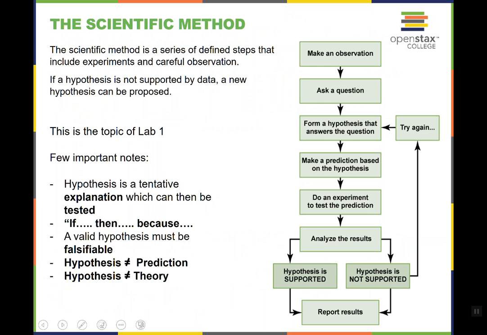Okay. So let's talk about the scientific method. I said that there is a series of defined steps, and that's true. That's actually implicit in the definition. So these include experiments and careful observation.